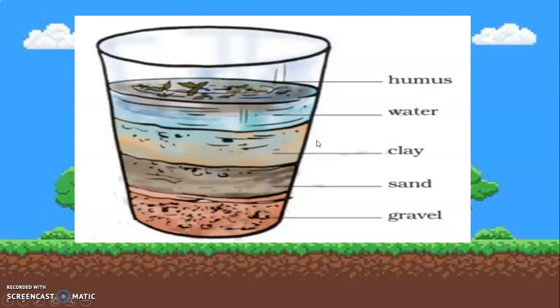We also have layers of the soil. The first layer is gravel. Second layer, sand. Third layer, clay. Fourth, water. And then, humus.